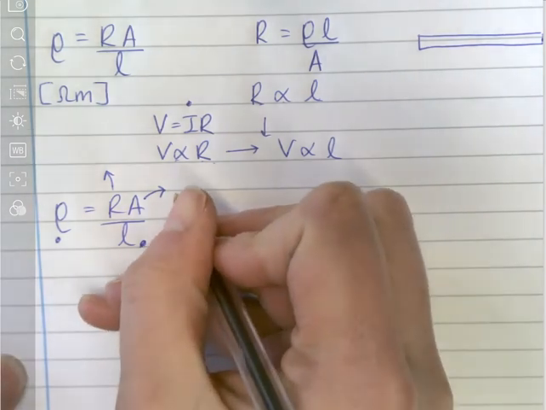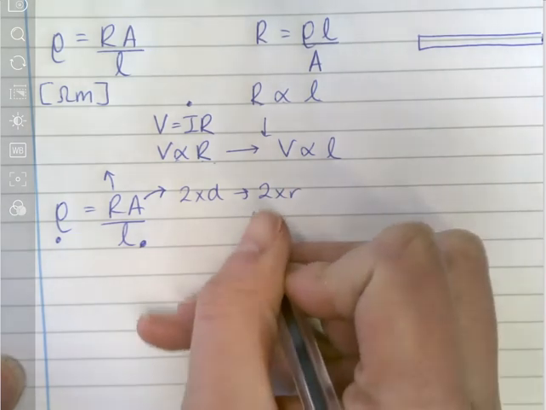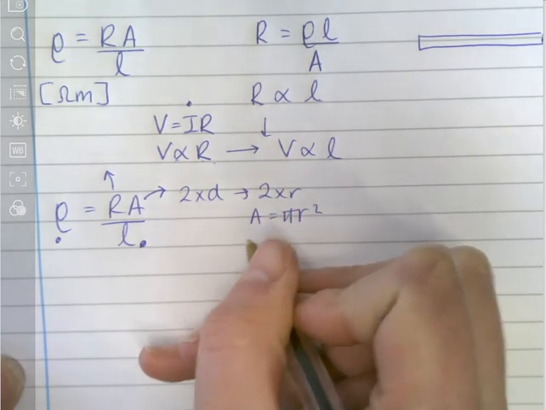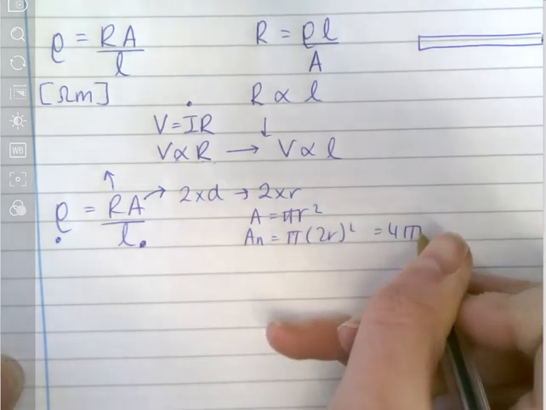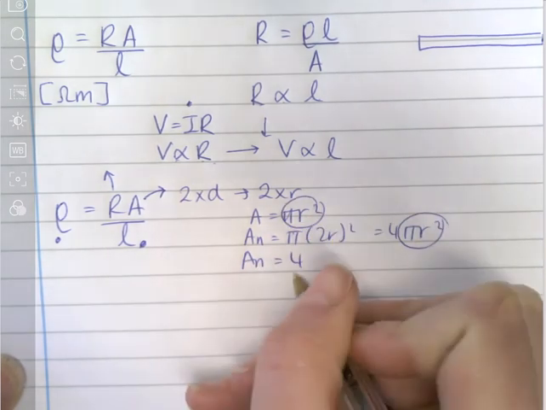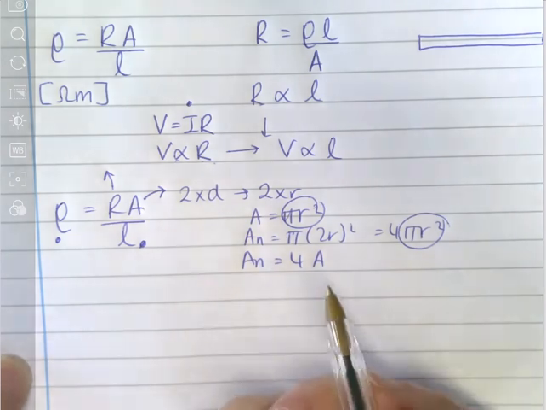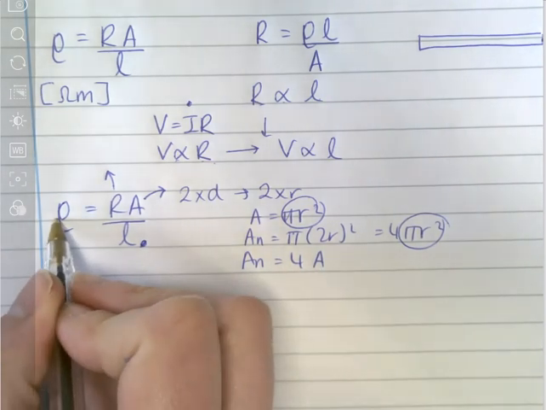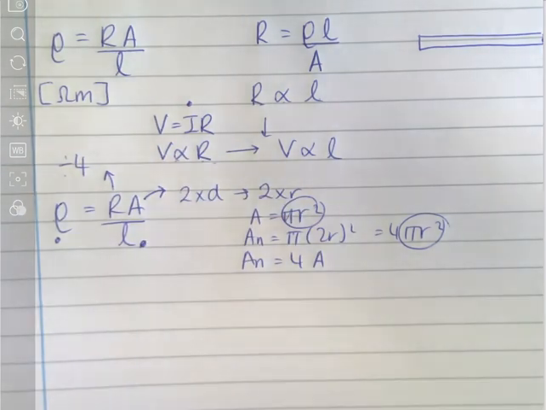But the area, if you double the diameter, means that you've doubled the radius, and area equals pi r squared. So the new area is going to equal pi times 2r squared, which is 4 pi r squared. So the new area is going to be 4 times the original area. So if we double the diameter, we quadruple the area, and therefore, to keep the resistivity the same, we have to reduce the resistance by 4. And that makes sense. If you've got a thicker wire, it's got a lower resistance. So we quadruple the area, which means we quarter the resistance.